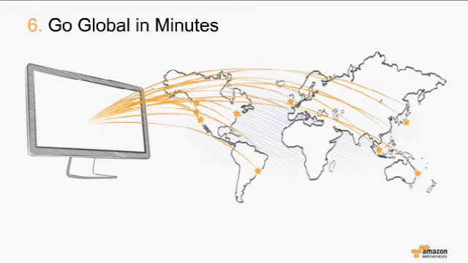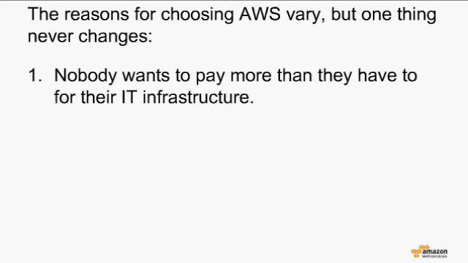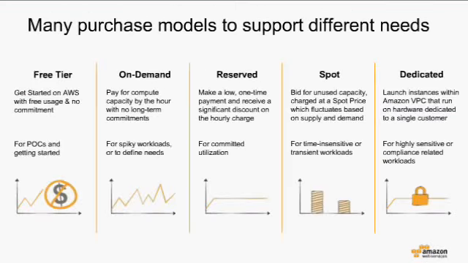Now, even with all of these different reasons and these different features on AWS, there's one thing that never changes with cloud computing customers, and really with any customers. Nobody wants to pay more than they have to for their IT infrastructure, and we absolutely agree. As a result, we have lots of different purchase models to fit different business needs. Our free tier service will allow anyone who signed up for AWS access to a certain amount of services that they can go and try out.